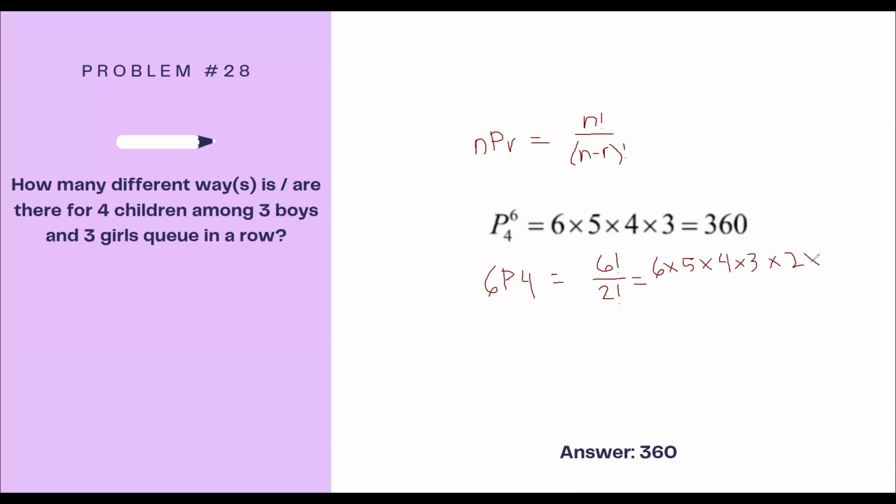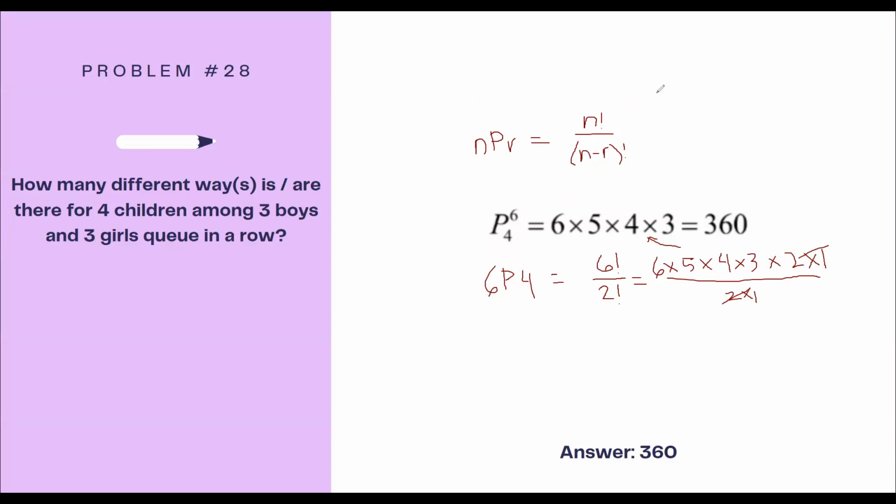Then in the denominator, we have 2 times 1. So those cancel out. That's why we have this one. You understand? So we have 6 times 5 times 4 times 3. The answer is 360.